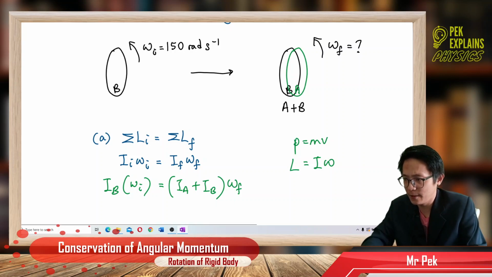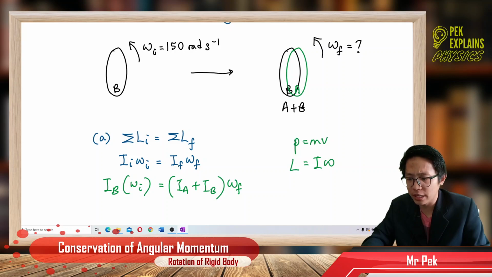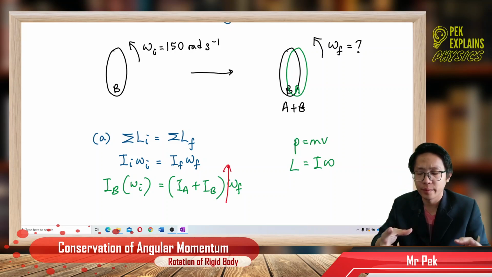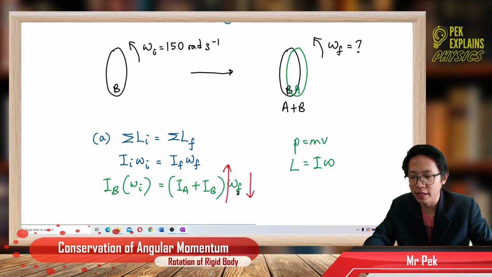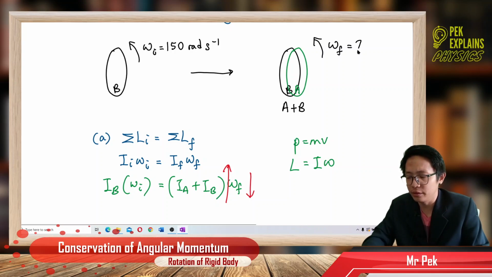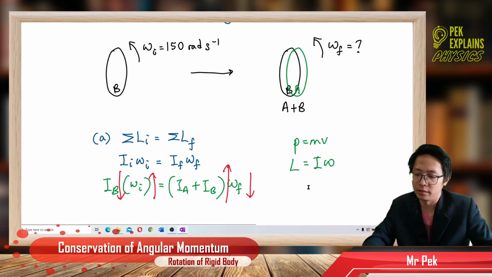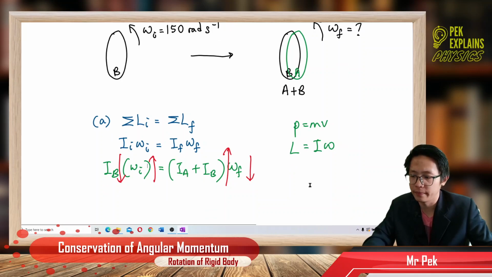As we can see, if the moment of inertia has increased, it becomes heavier. Of course, it rotates slower. You surely get the final angular velocity less than the initial. If this is 150, maybe for the final you get only 100 instead of 150. So when you have only IB, a small moment of inertia, you have higher angular velocity. When you have higher moment of inertia, lower angular velocity. It's always like that in conservation of angular momentum.